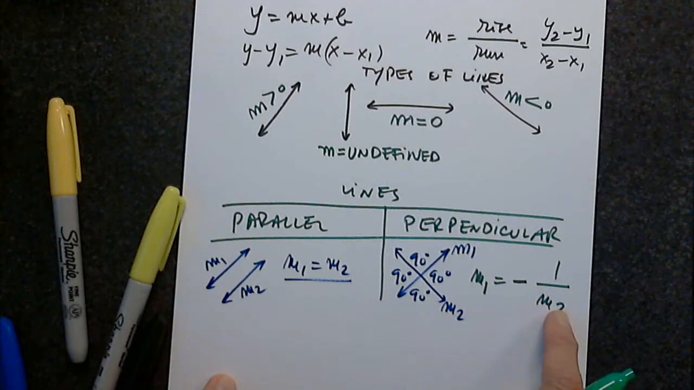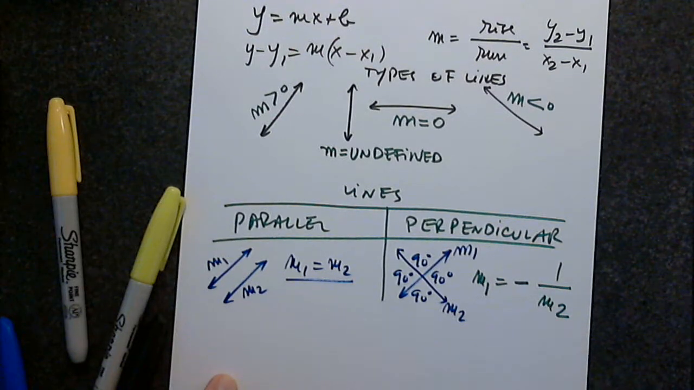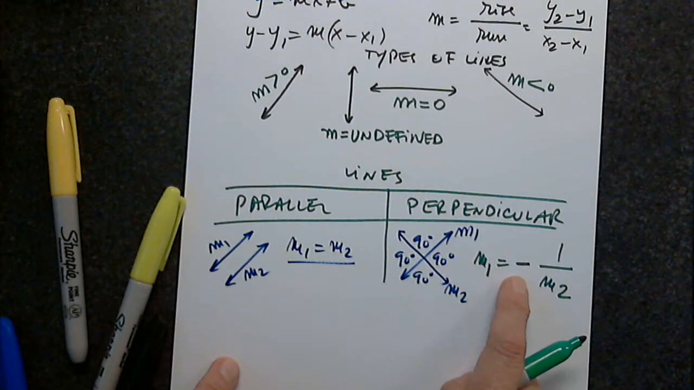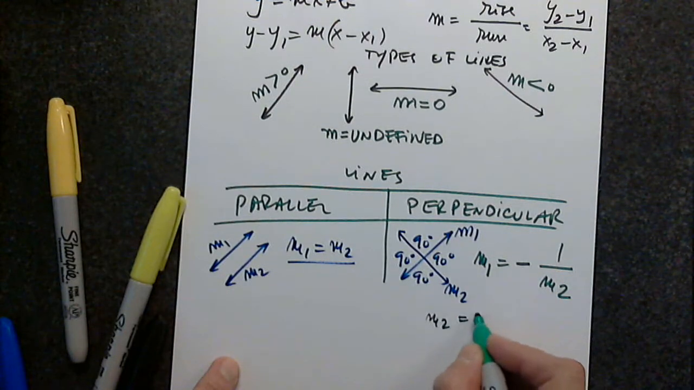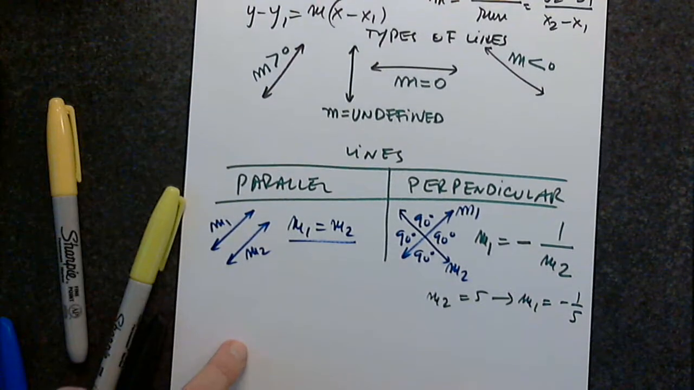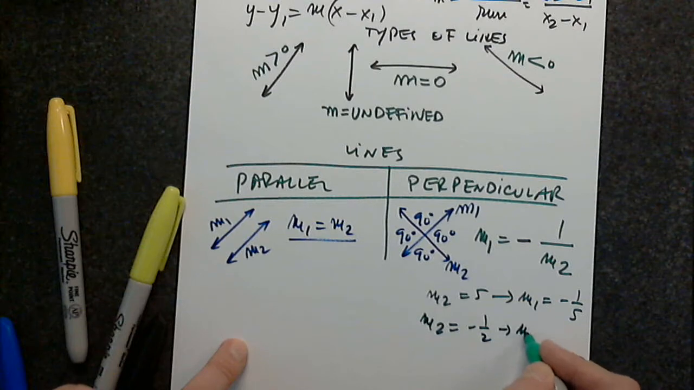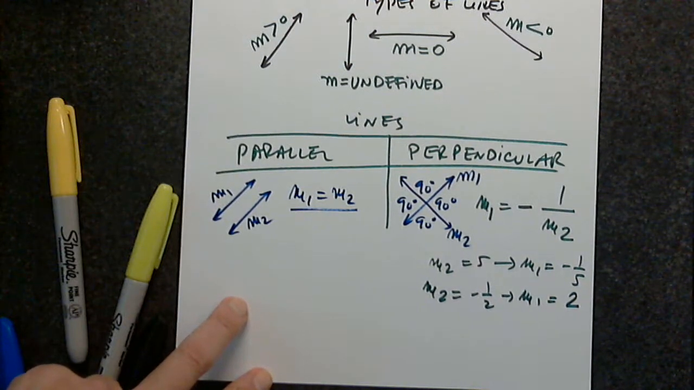You have to flip. If this is 1/2, when I divide by a fraction, I have to flip the fraction. And what do I get? But I cannot have both negative, if this is negative 1/2, right? So one more time. If M2 equals 5, then M1 equals negative 1/5. If M2 equals negative 1/2, then M1 equals 2. You choose which one is best for you.